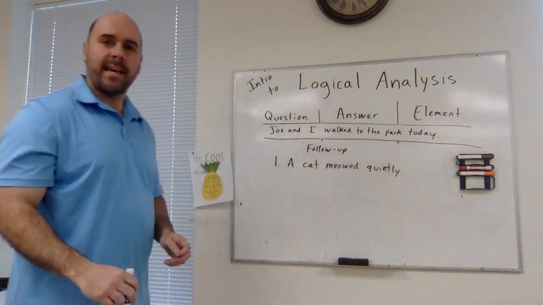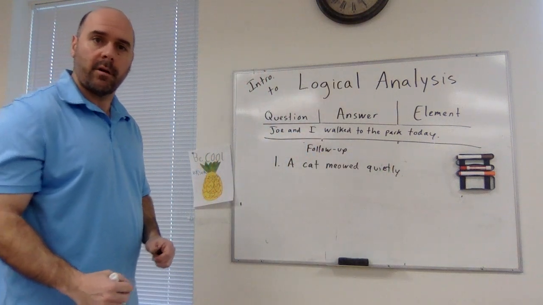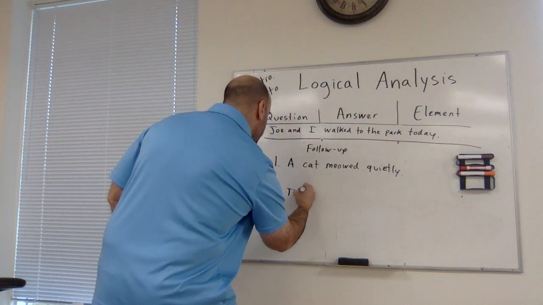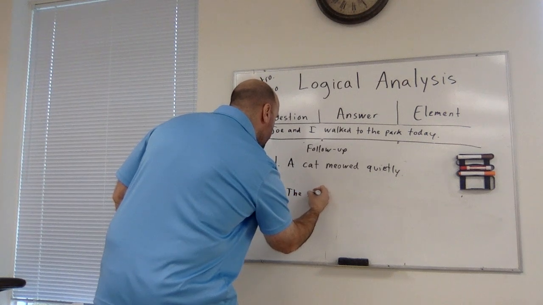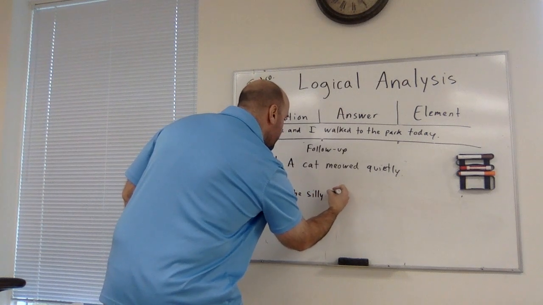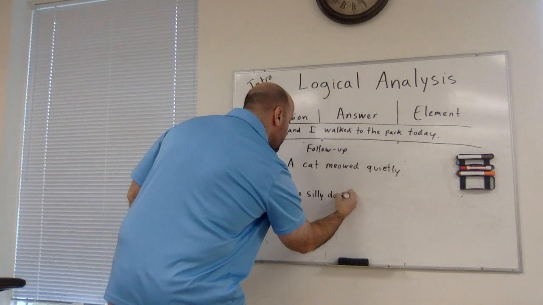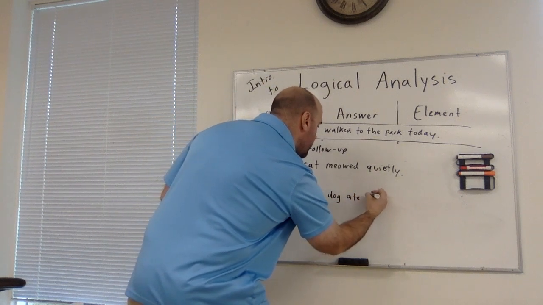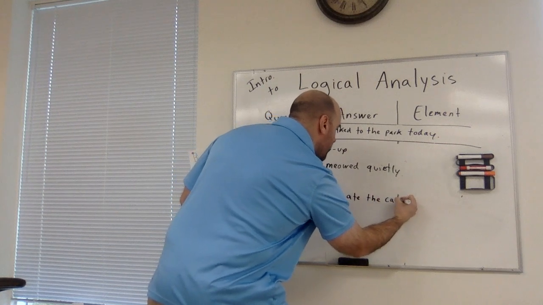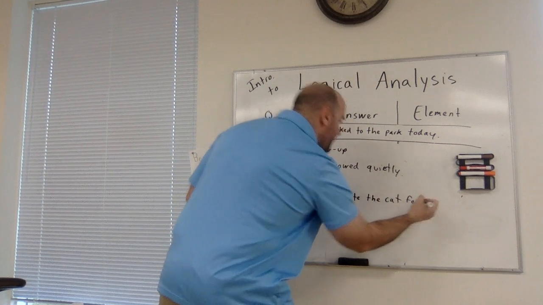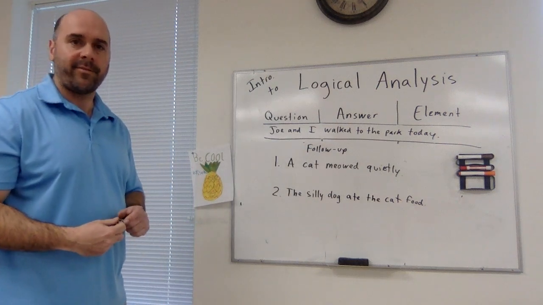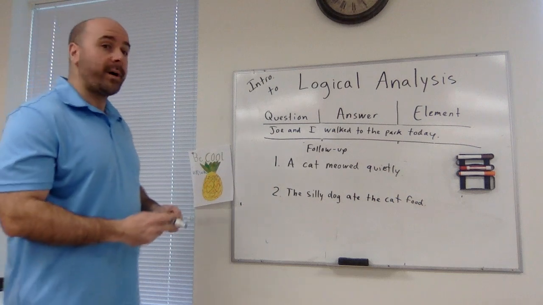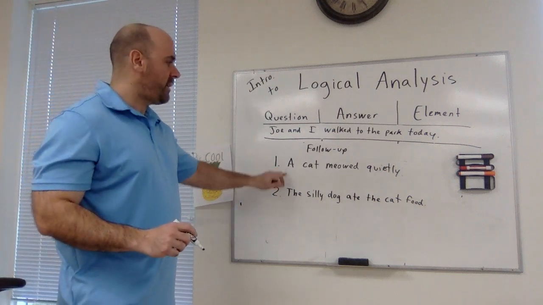The first sentence is, a cat meowed quietly. Aww. The silly dog ate the cat food. Silly, silly dog. What are you doing eating the cat food? What are we going to do? But this one is a little more difficult. This is a little bit easier than this one.